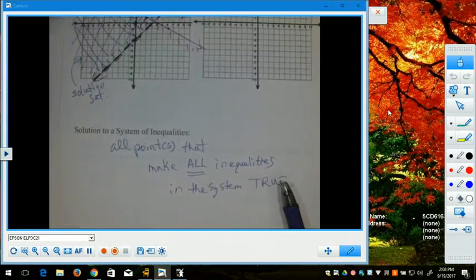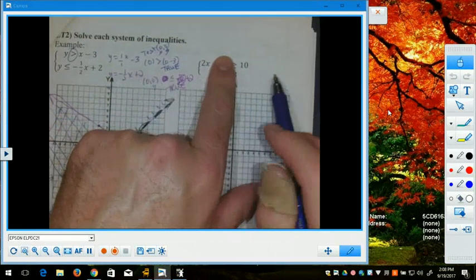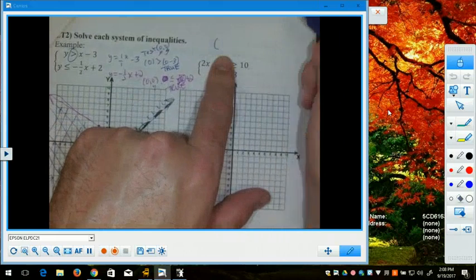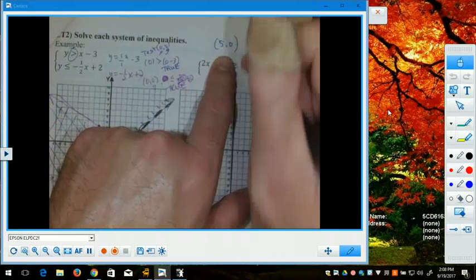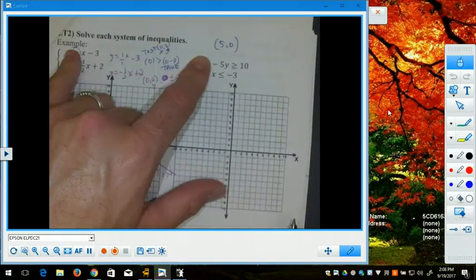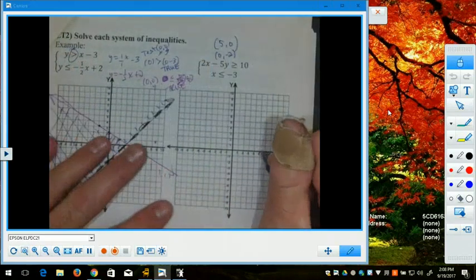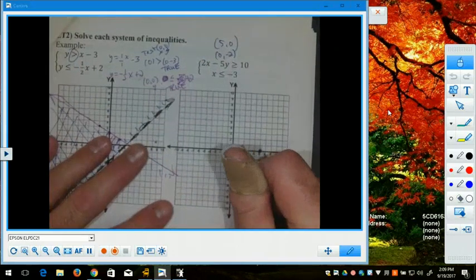So let's take a look at the next one. We've got a standard form equation. I'm going to do x-intercept. When I use cover-up method, this gives me (5, 0) for my x-intercept. When I do cover-up method here and divide by -5, I get (0, -2) for my y-intercept. So (5, 0) and (0, -2).